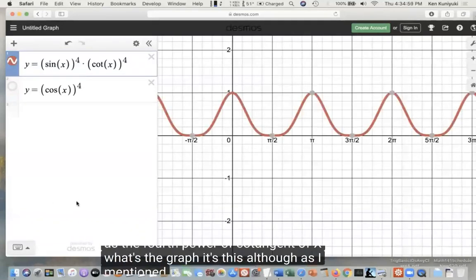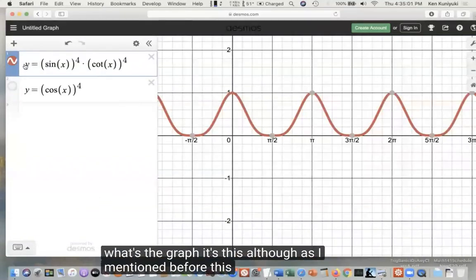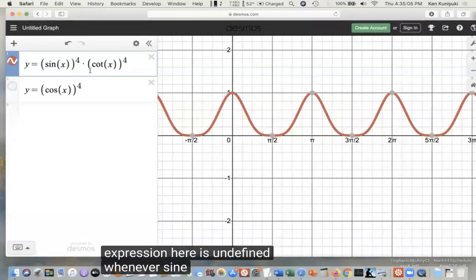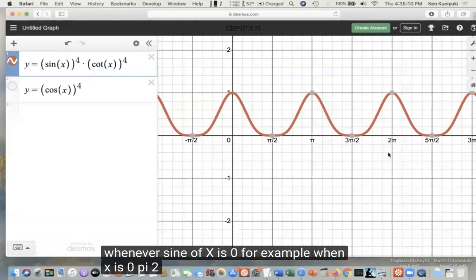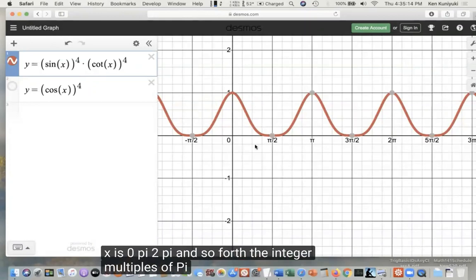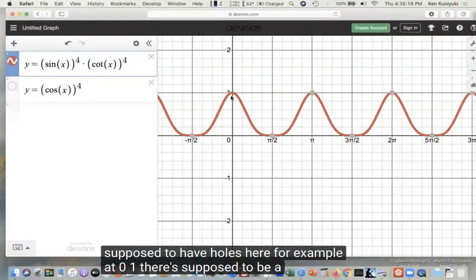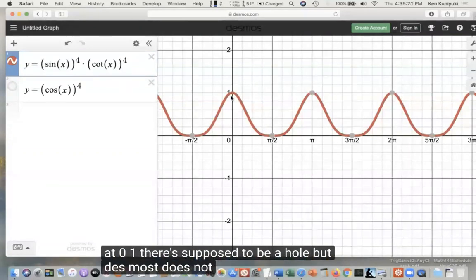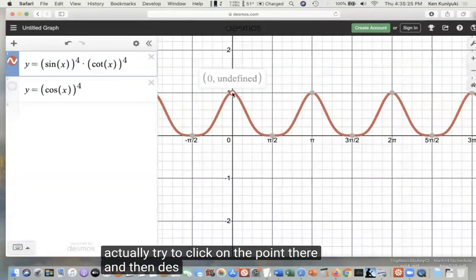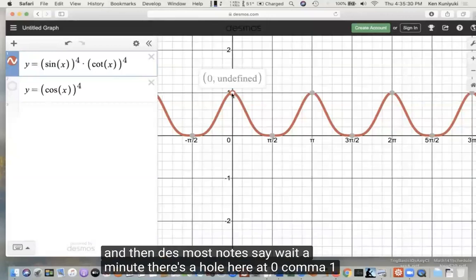Although, as I mentioned before, this function or expression here is undefined whenever sine of x is 0. For example, when x is 0, pi, 2 pi, and so forth, the integer multiples of pi. Technically, we're supposed to have holes here. For example, at 0, 1, there's supposed to be a hole. But Desmos does not admit that unless you actually try to click on the point there. And then Desmos notes, hey, wait a minute. There's a hole here at 0, 1.